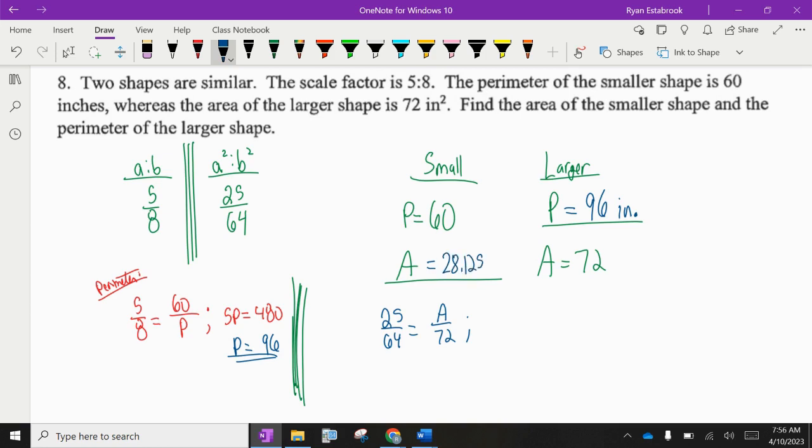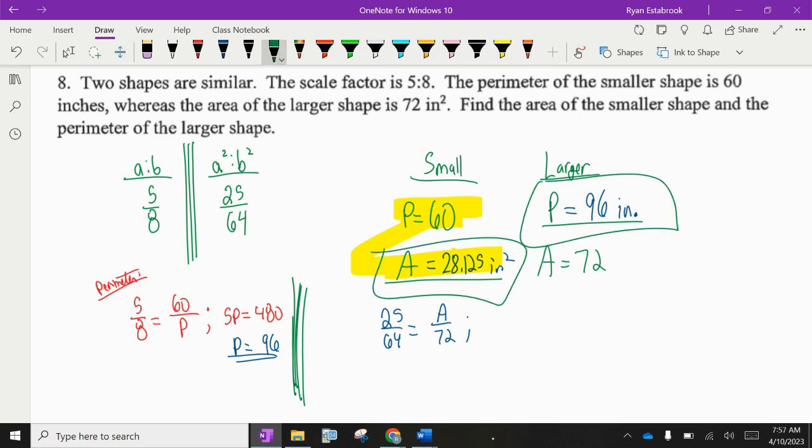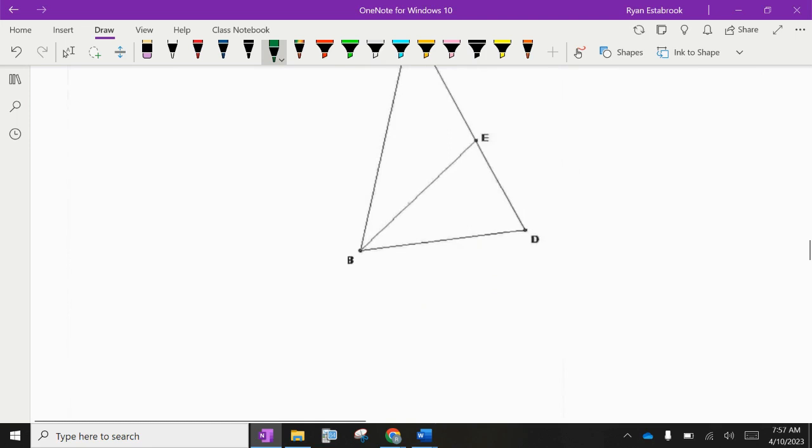And just a quick check of this one. Here's my smaller shape. It has both the smaller perimeter and it has the smaller area, and that's what I'm really looking for here. So unknown area, unknown perimeter. Use your A to B and A squared to B squared ratios. All right, so there's our 11.5.